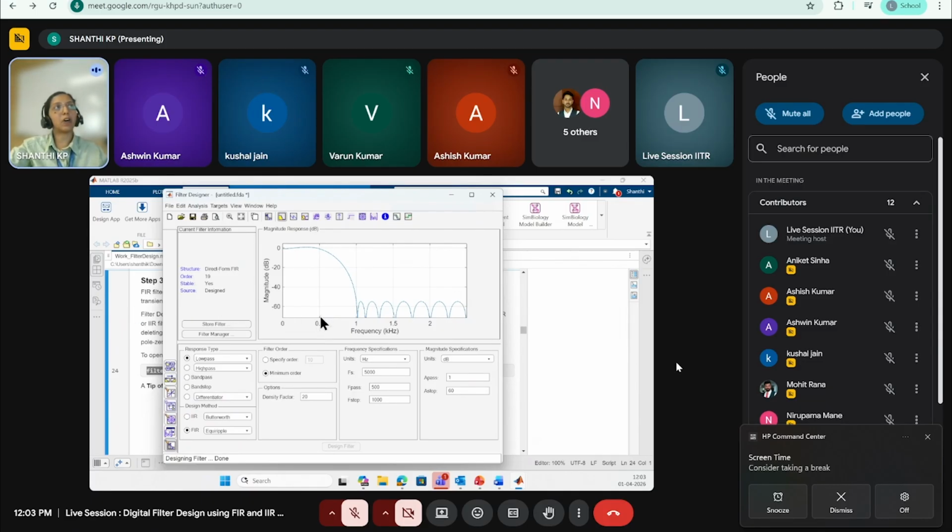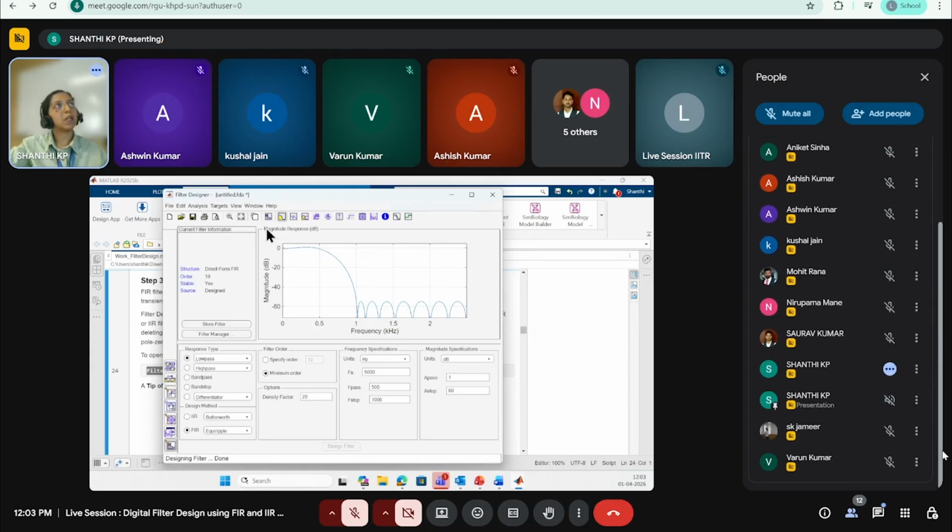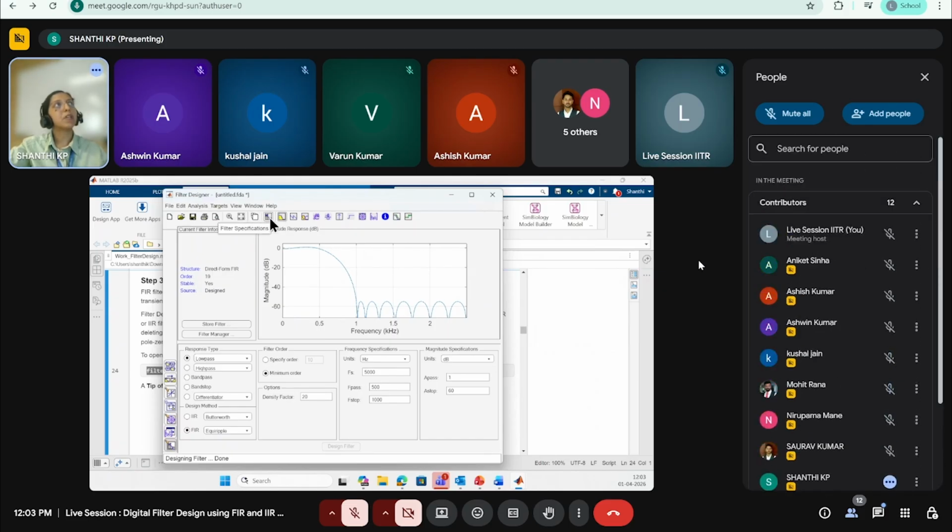We need all the signals to be passed below 500 hertz, and above 1 kilohertz it should attenuate the signal, which will actually suppress the high frequency noise in our vibration signal. We'll also analyze the phase response. So on top of the filter designer, above the magnitude response, you can find so many options here. So this is magnitude response.